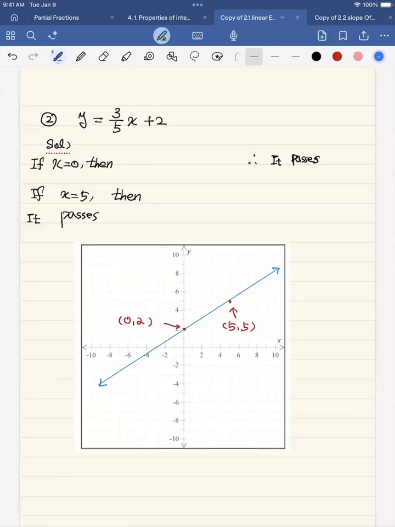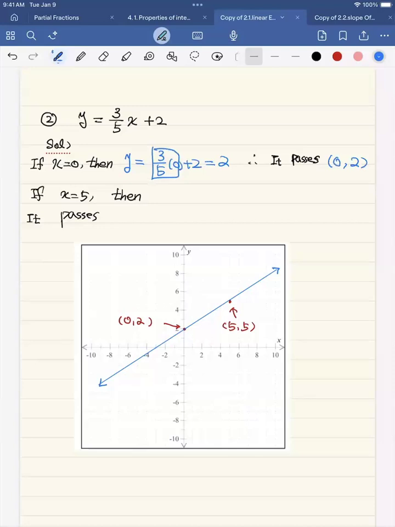Now we have y equals 3 over 5x plus 2. As I said, you can choose any 2 points, but I chose 0 and 5 for convenience. When I plug in x equals 0, we have y equals 3 over 5 times 0 plus 2. So this one will vanish, and that equals 2. So x value equals 0 and y equals 2, so it passes 0 and 2.